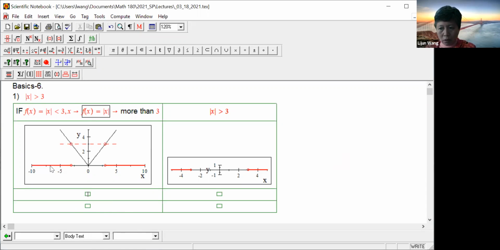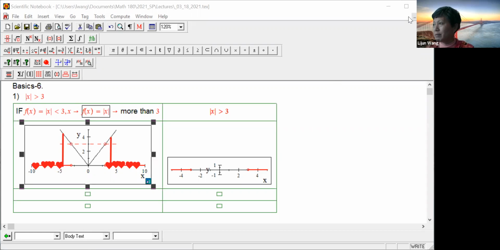So the solution would be any output, right? For these inputs, the output will be greater than 3, right? This output is greater than 3, and that output is larger than 3, and all these numbers are solutions. We have all these solutions. You follow me? The question is, how do we express it?